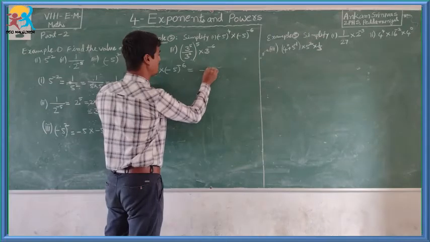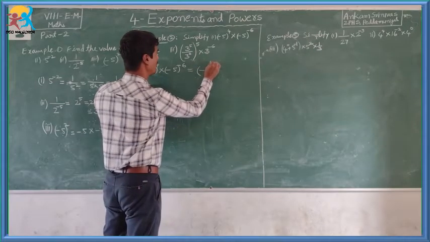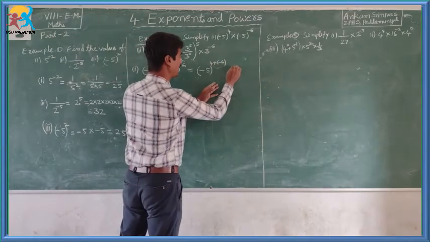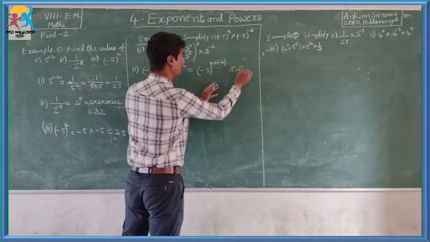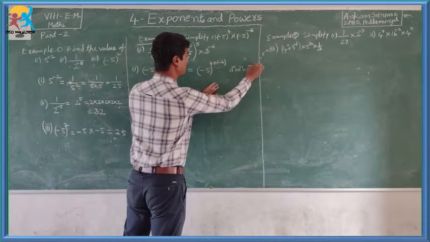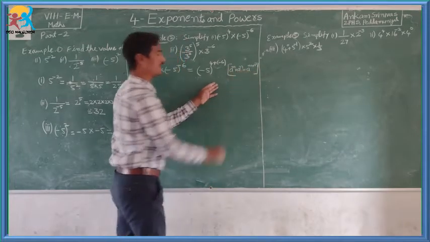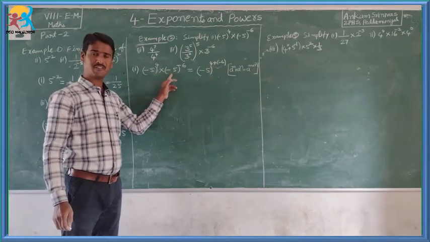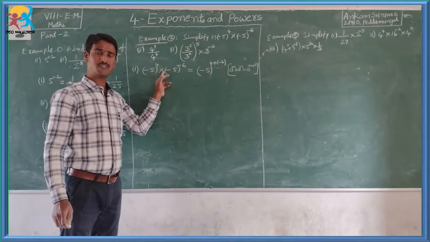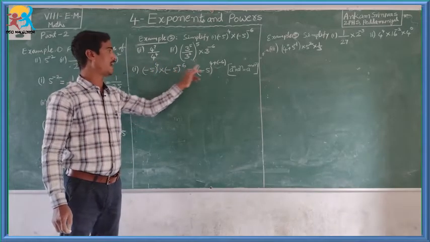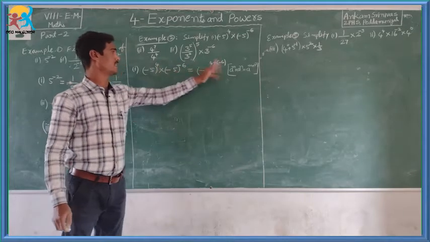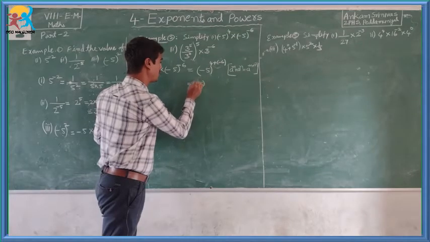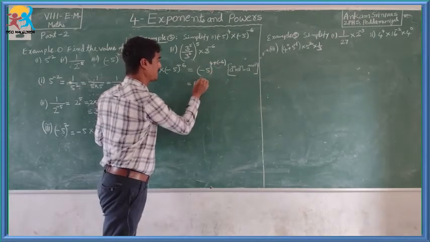So minus 5 power 4 plus minus 6. We can write the formula a power m into a power n equals a power m plus n. You remember this formula. Also, simply, when multiplying two powers with the same base, we should add the exponents. Here 4 plus minus 6, so minus 5 whole power 4 plus minus 6 becomes minus 2.